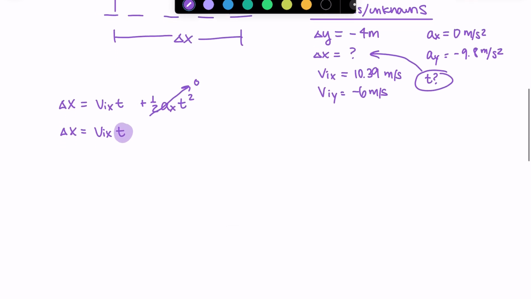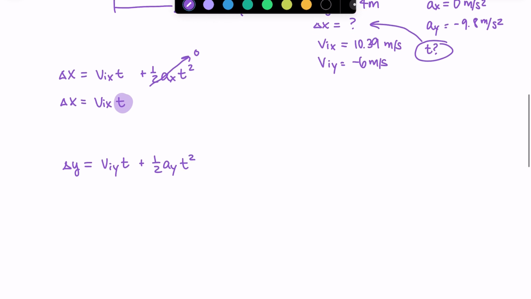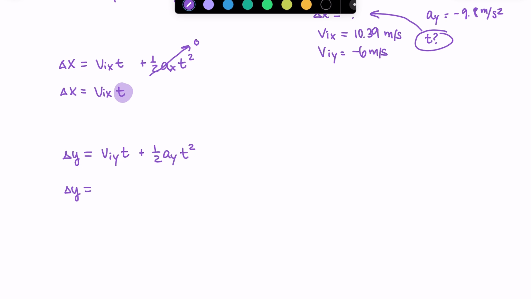To figure out t, we're going to use the same equation that I just wrote, but we're going to switch it so that it's in the y direction. So VIYT plus 1/2 AYT squared. Some of you might see this as VIYT minus 1/2 GT squared, and that's because G is equal to positive 9.8, so the minus sign is already in there. If we do plus, then the negative sign is hidden in the AY variable. I tend to like using this one.